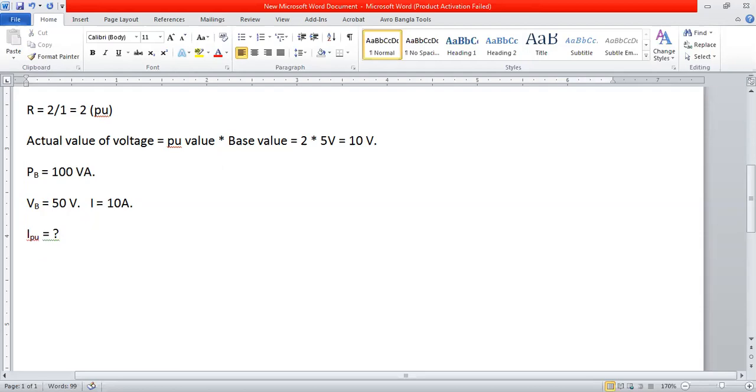So we know the per unit value of current should be the real unit value of current, that is 10 ampere, divided by the base value of current. So this is the equation. By the definition of per unit, this is the equation: the per unit value of current is the real unit value of current divided by the base value of current. So the real unit value of current is 10 ampere. So you put the value here.